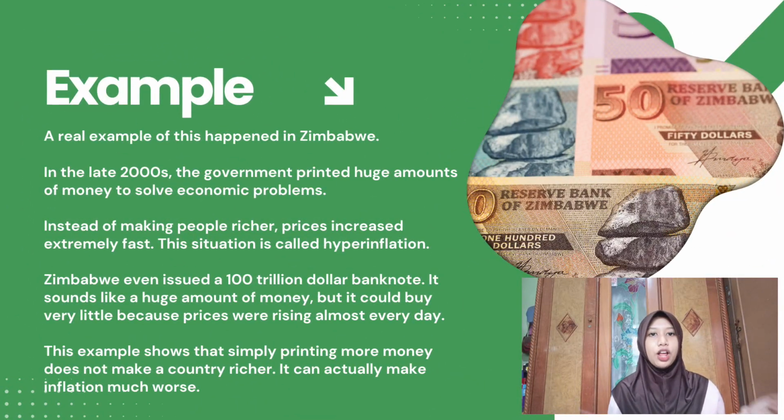A real example of this happened in Zimbabwe. In the late 2000s, the government printed huge amounts of money to solve economic problems. Instead of making people richer, the prices increased extremely fast. The situation is called hyperinflation. Zimbabwe even issued a $100 trillion banknote. It sounds like a huge amount of money, but it could buy very little because prices were rising almost every day. This example shows that simply printing more money does not make a country richer. It can actually make inflation much worse.